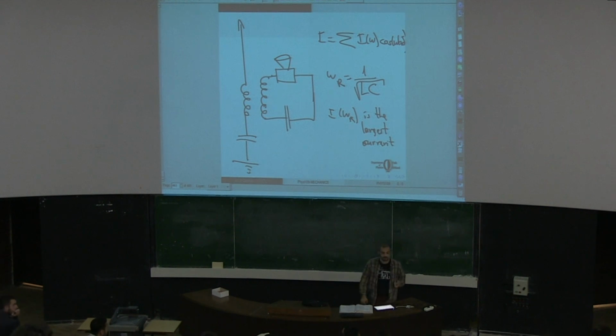Which one? Okay, now this is the radio. That is the speaker. So how does the speaker work?